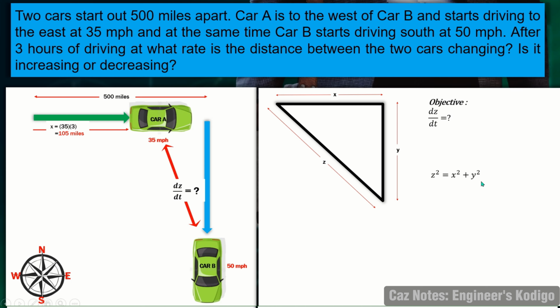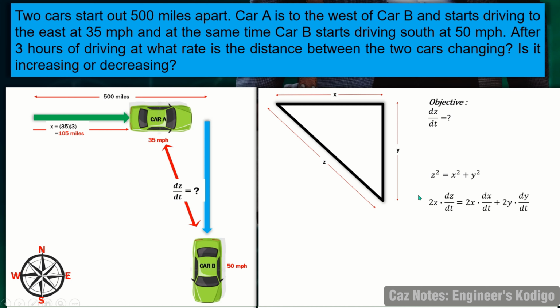So we have now this relationship. The objective is to calculate the rate of change of z with respect to time. So basically, all we need to do is derive this equation with respect to time, right? By doing that, we will obtain this equation.